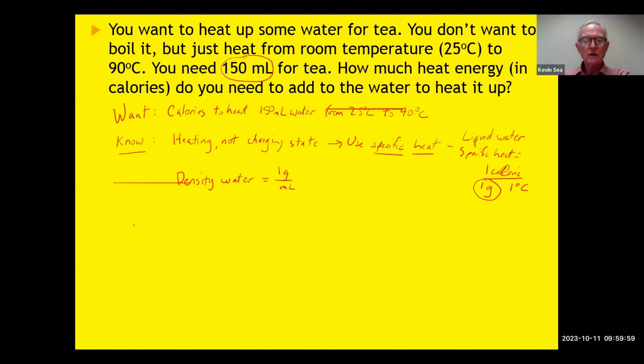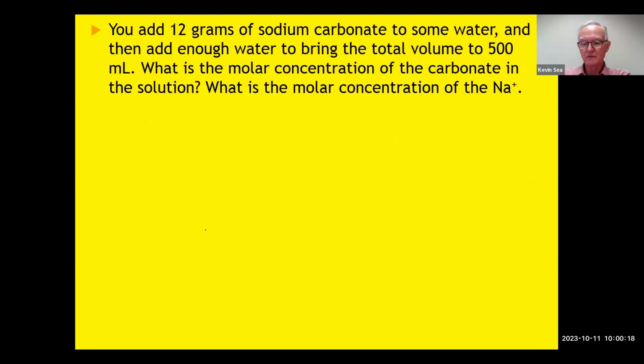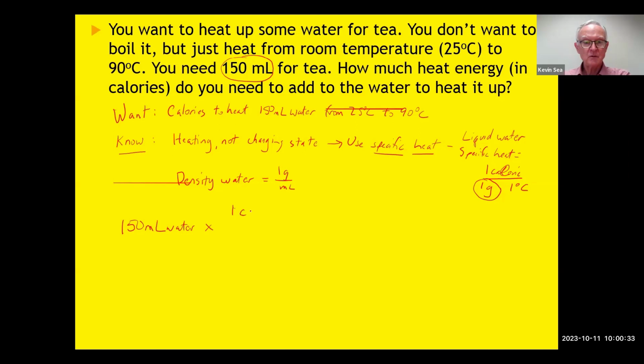All right. So what do we want? We want to heat 150 milliliters of water. We want the number of calories. So let's go 150 mils of water times our specific heat, which is 1 calorie per 1 gram times 1 degree C. And now we need to put in our conversion factor, our density, to convert grams to mils. So we have 1 gram of water per mil. That's our density.